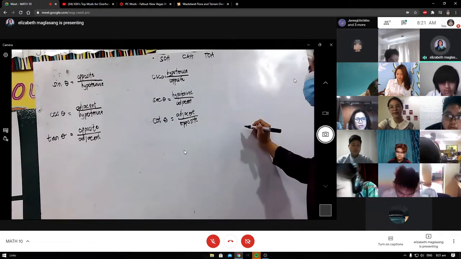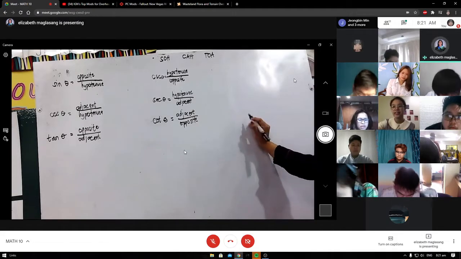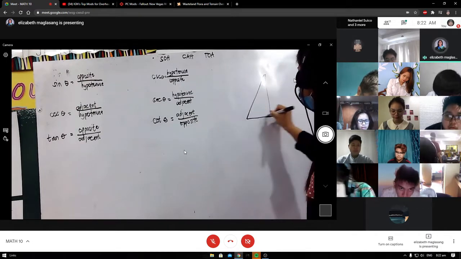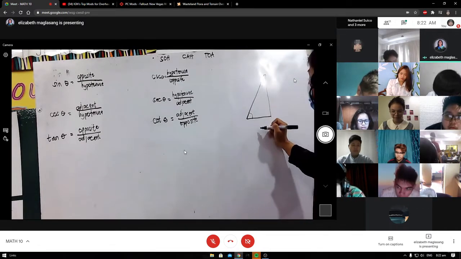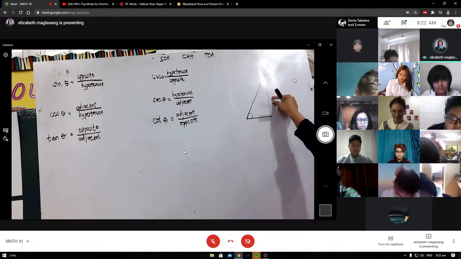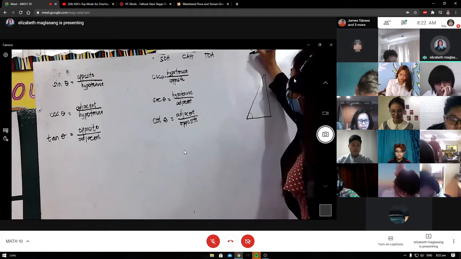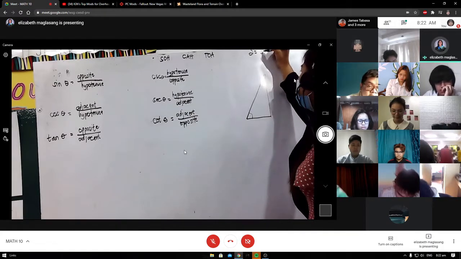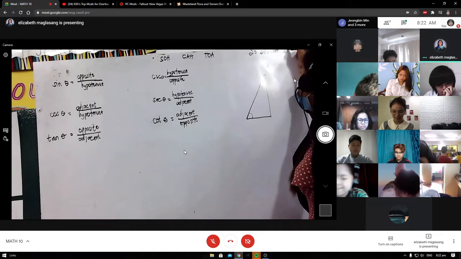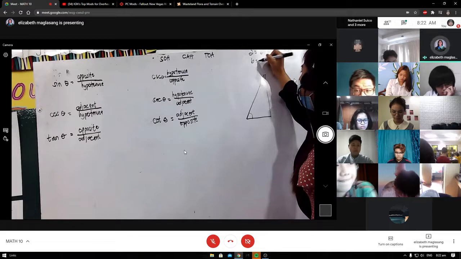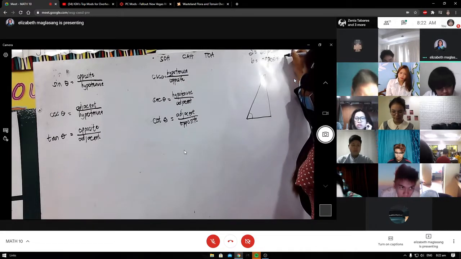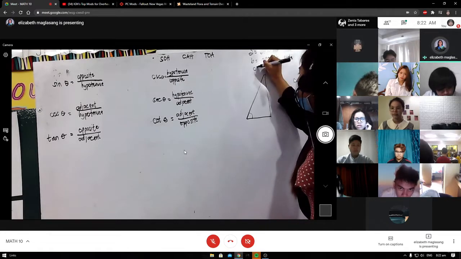But in finding the trigonometric ratio, it depends on the theta. So let's have the theta here. What is this? So let us assign A as our adjacent side, B is our opposite side, and C is our hypotenuse.